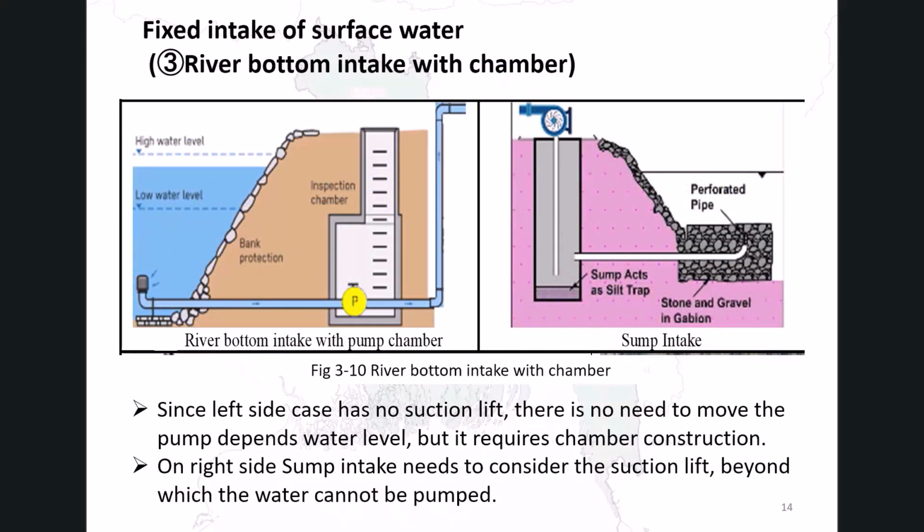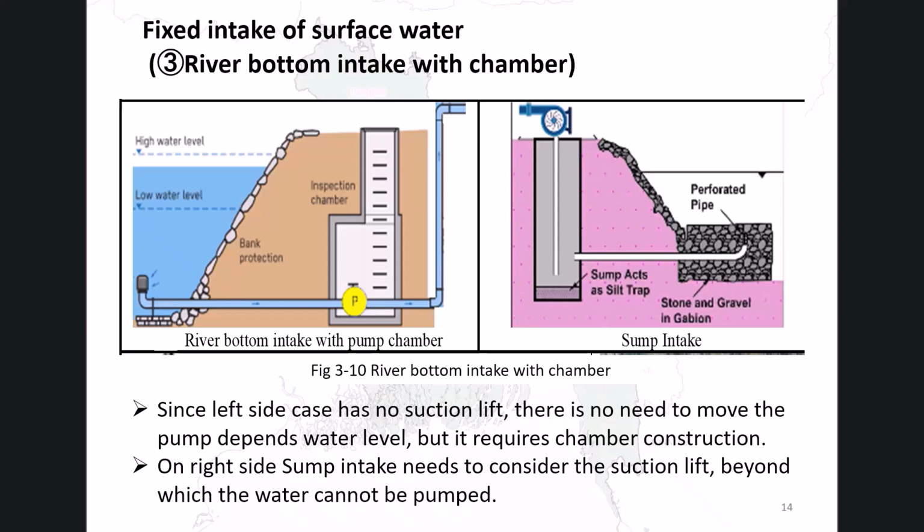Here, in this left case, the intake pump is installed in a chamber. It is very similar to the tower type method. Unlike river bottom intake, suction lift remains constant and does not need to be considered. However, it is necessary to dig deeper and construct a chamber in some locations.